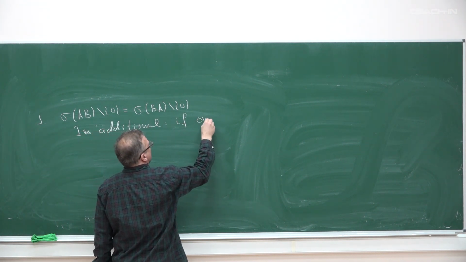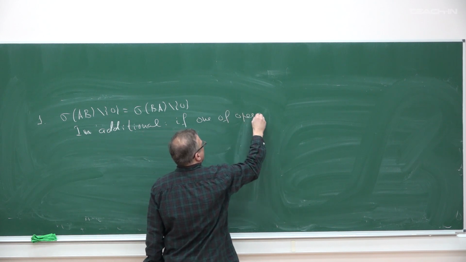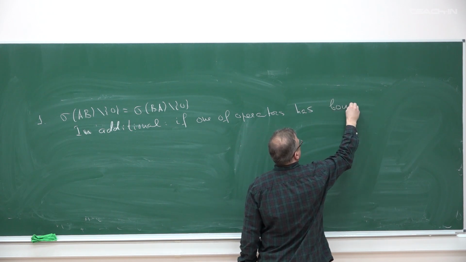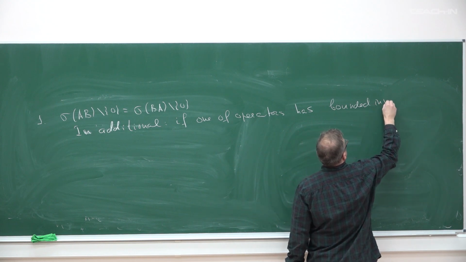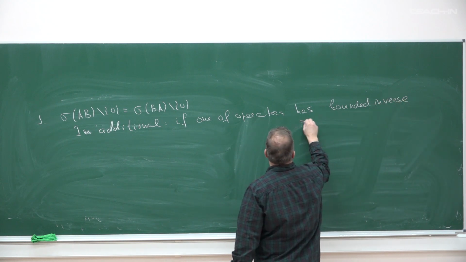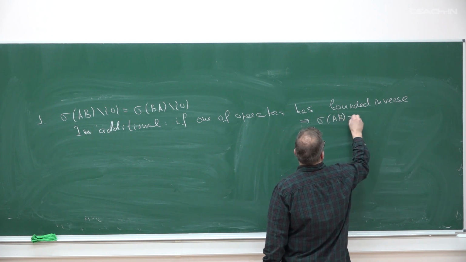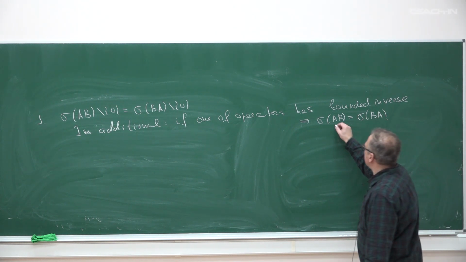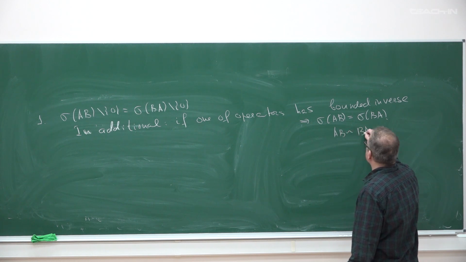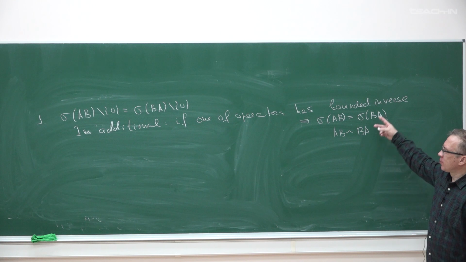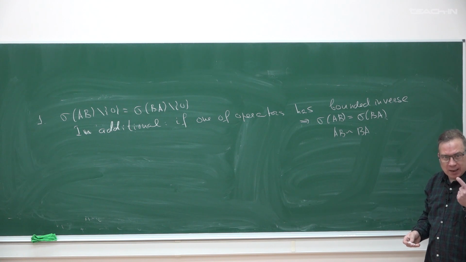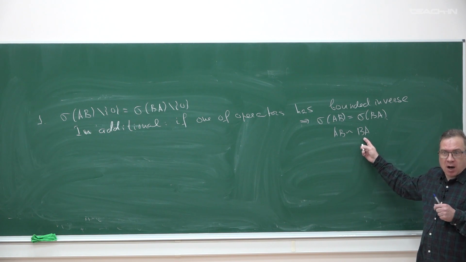If one of the operators has a bounded inverse, then it is very easy, because in this situation AB is similar to BA. I prove first this additional formulation. If at least one of the operators has an inverse, then operators AB and BA are similar.